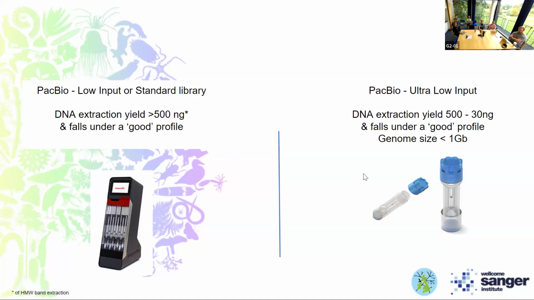And then in the case where the genome size is less than 1 gig, we can send that through ultra low input if the yield is between 500 nanograms and 30 nanograms, and falls under that good profile in the table that I showed previously.